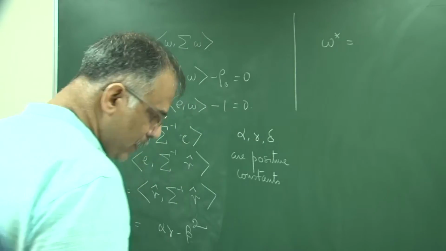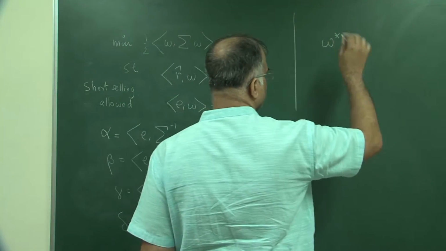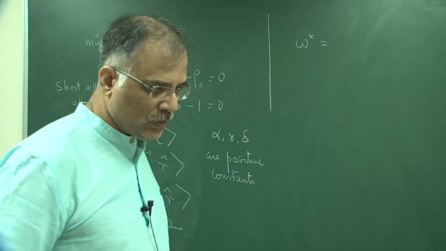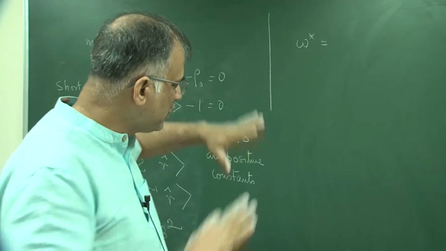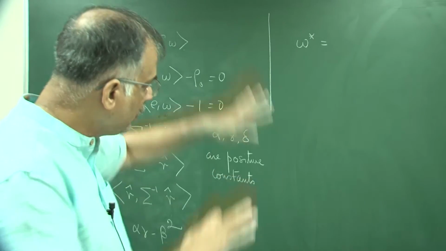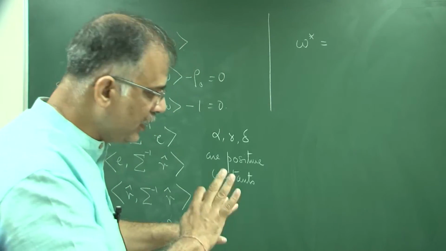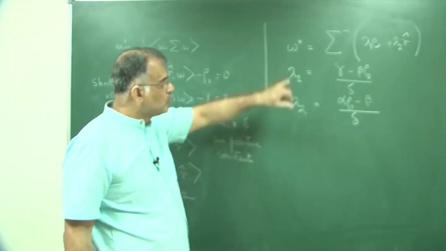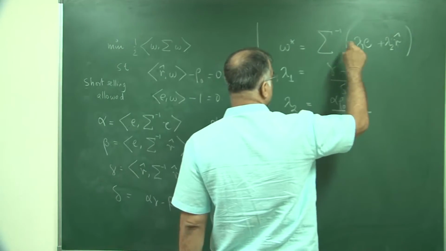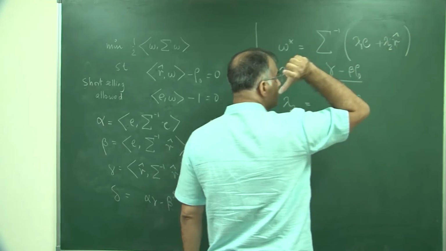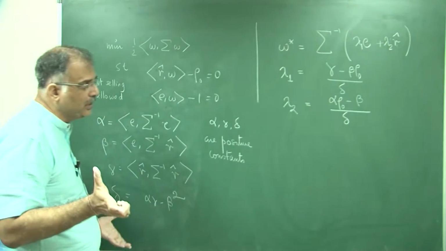The allocation here is given as follows. Just to save time, I'll stop the camera, write down the results and then explain to you. So here the solution W star would come to be this. We will see how it comes to be that.